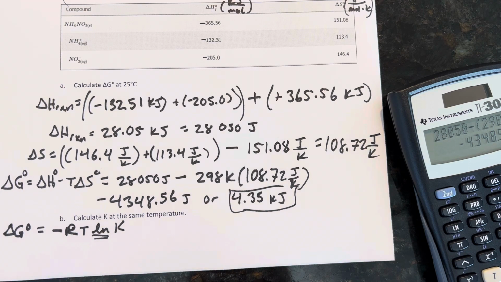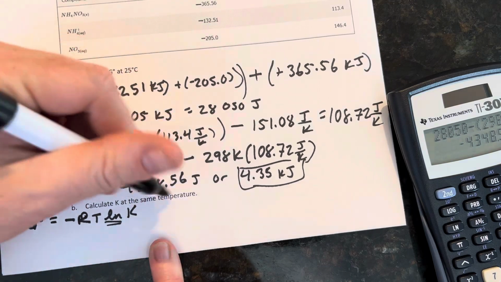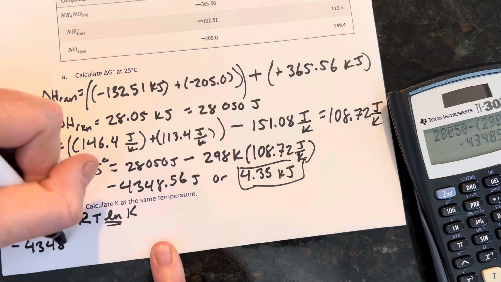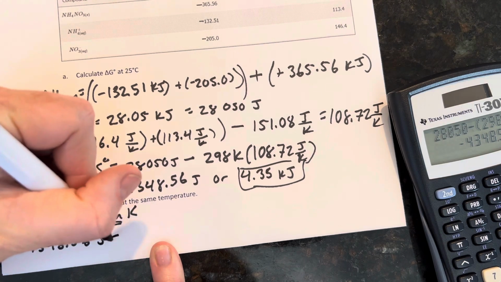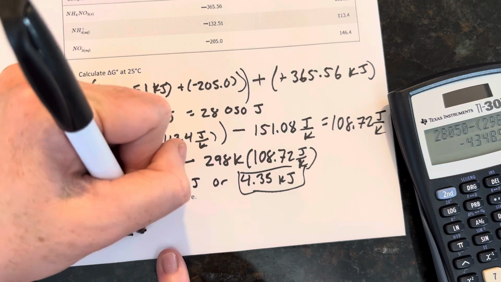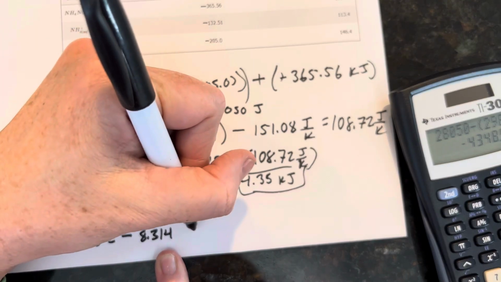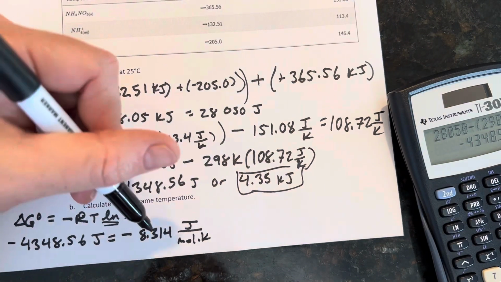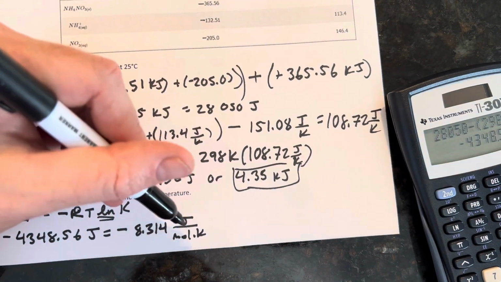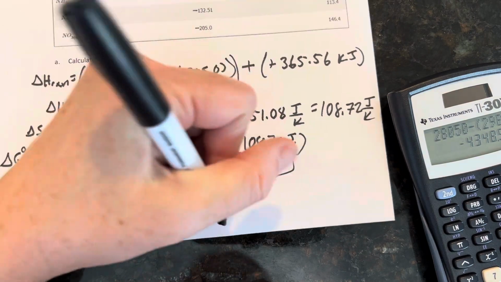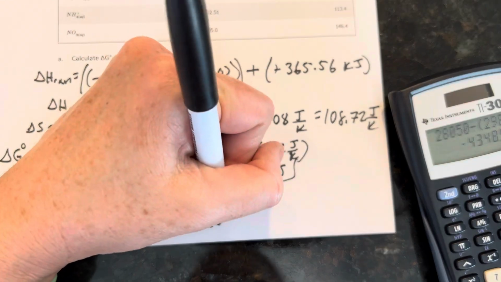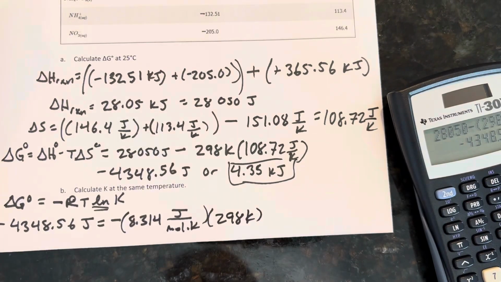All right, so it says calculate K at the same temperature. Well, now we know our free energy, and I'm actually going to include this whole amount there. We know it's negative 4348.56 joules is equal to negative, our R would be 8.314 joules over mole times Kelvin. This again is R. We have to use this R because it has the joules in it, times the temperature, which again is 298 K, times the ln of K.